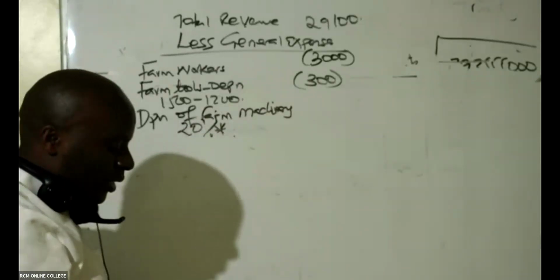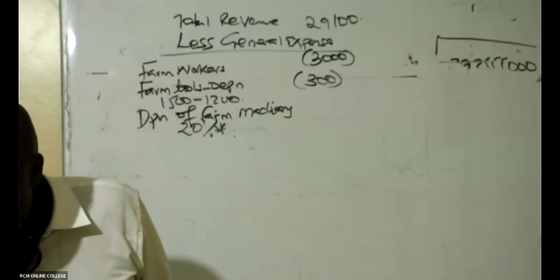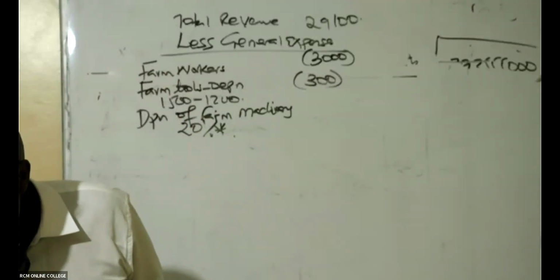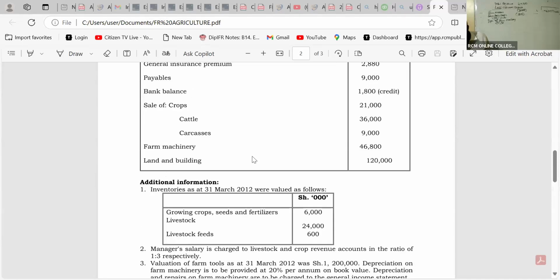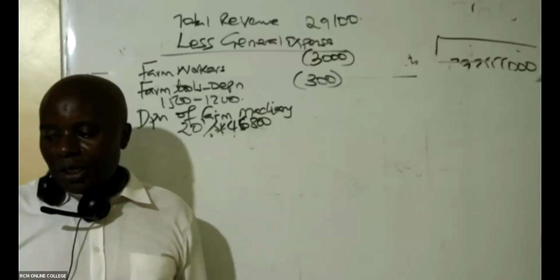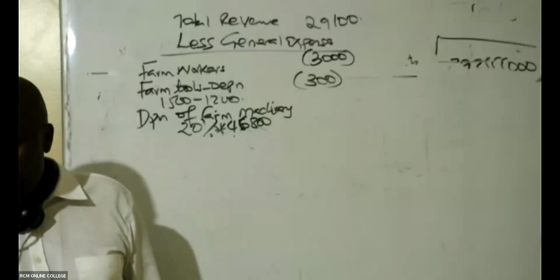So go to your trial balance. In your trial balance, you should be able to look for information regarding farm machinery. You can see the farm machinery is 46,800. So 20% of 46,800. Is there someone who is able to give me this depreciation of farm machinery? Depreciation of farm machinery, Betty Koech, 9,360.